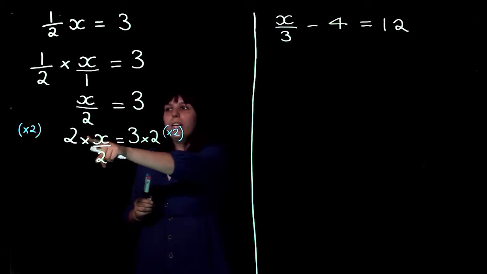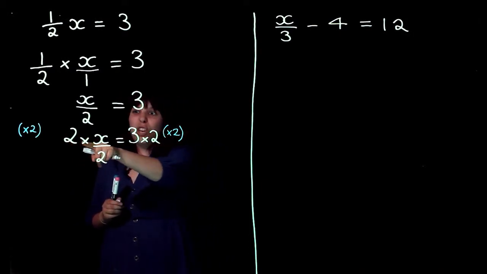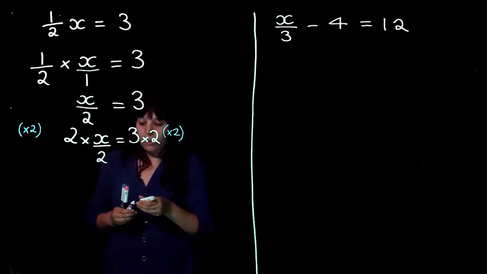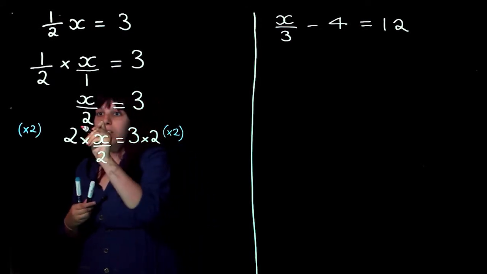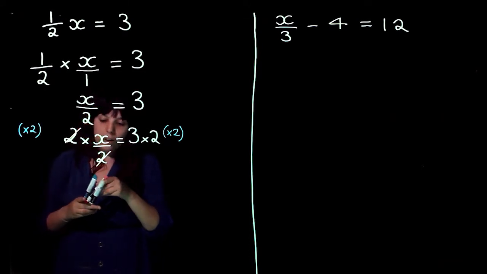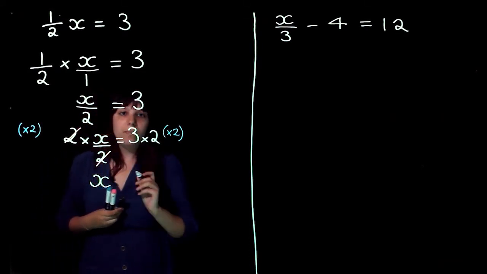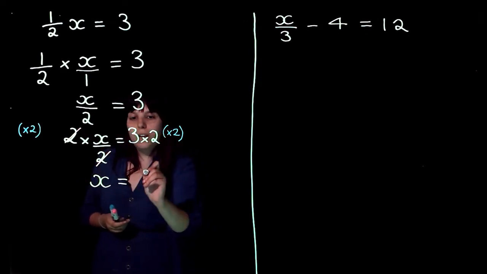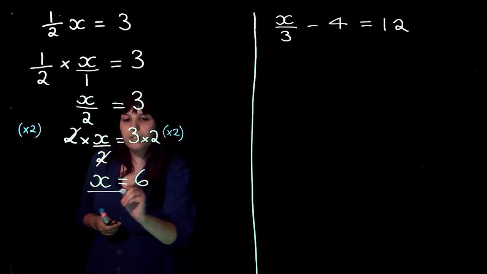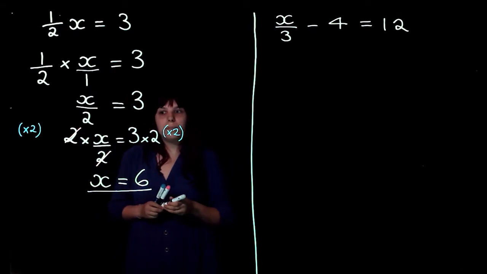Now, we know that if we've got 2 and we're multiplying by 2 and then we're also dividing by 2, those two things cancel out and that will give us 1. So that gives us our singular x. And then 3 times 2 is 6. So that is our solution, x equals 6.